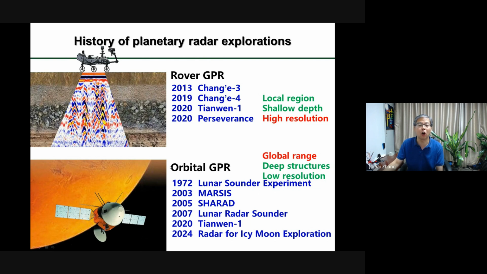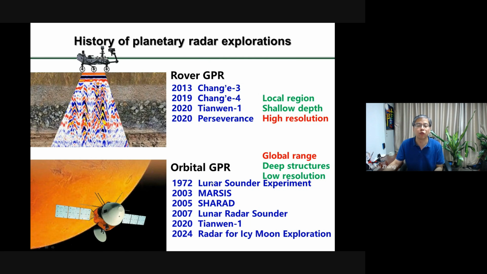By contrast, the orbital GPR is deployed on the satellite. So this means it's famous for its global range detection. However, its shortcoming is depth. It can only have a very low resolution because the frequency is very low, and we have a very huge spherical spreading due to the high altitude over the ground.